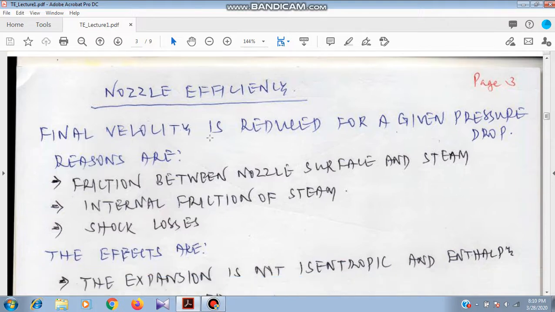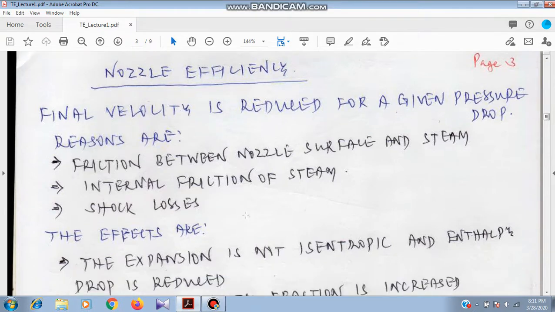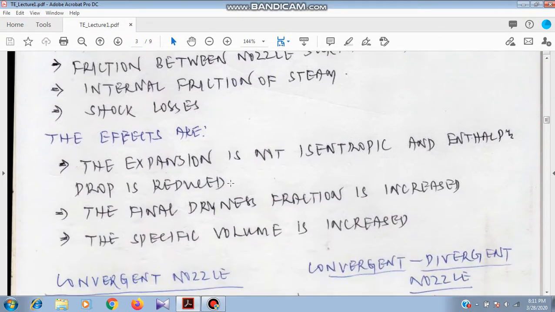Basically, the final velocity is less than what we expected, that is, less for a given pressure drop, and the reasons are the friction between the nozzle surface and steam, the internal friction of steam, and different shock losses. So the basic reason is friction. And the effect of friction is, by considering friction, the flow becomes irreversible, so the expansion is not isentropic, and the expansion will be happening with an increase in entropy. Any effect of friction will increase entropy.